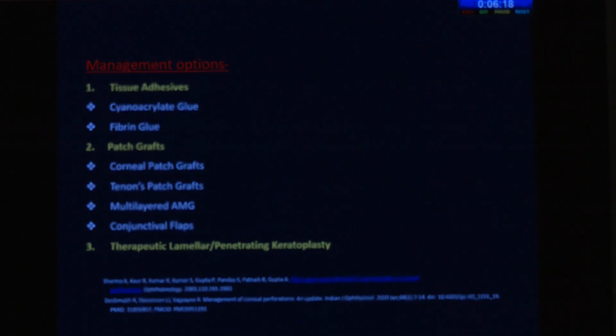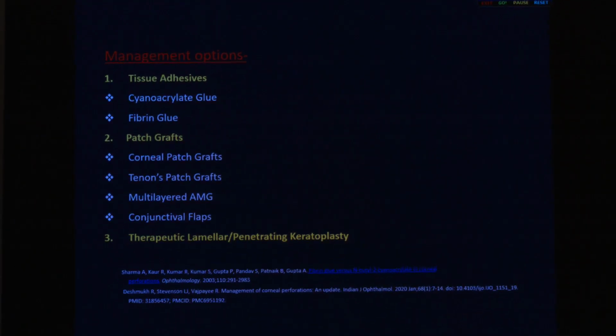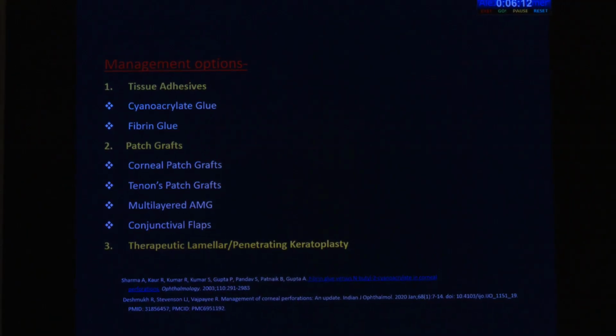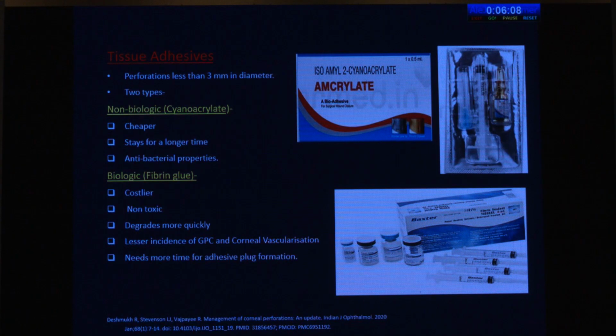These are the various management options which are available. We can choose the best suitable option for our patient depending on the size, location and etiology. We'll discuss each option one by one. So tissue adhesives are most suitable in perforations which are less than 3 to 4 mm in diameter. We can either use a cyanoacrylate glue or a fibrin glue.